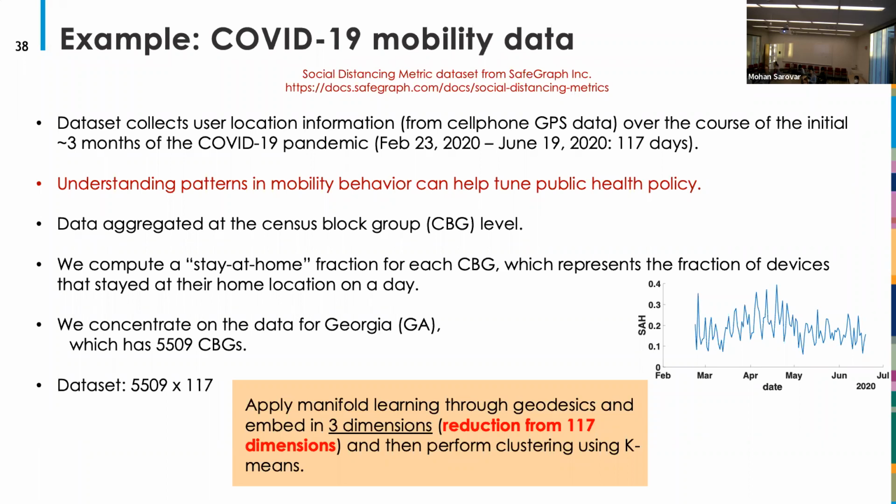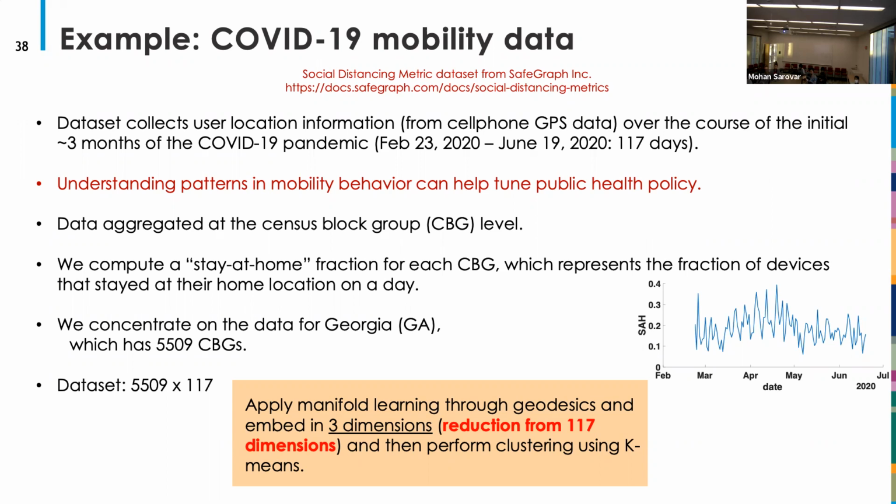This data is a data set from this company called SafeGraph. It's aggregated at what's called the census block group level. This is basically a block in urban environments. So in a city environment, it would be like a block. In rural environments, it's a larger geographic area. But you can think of it as just some partitioning of space into regions. And then what we do is we compute what's called a stay-at-home fraction for each CBG. So this just represents a fraction of devices that stayed in their home CBG for the whole day. Okay, so they didn't move away from their home CBG.